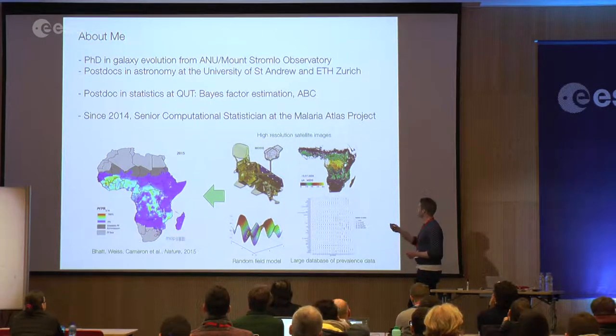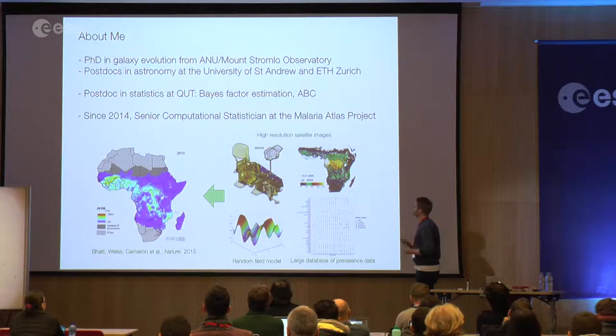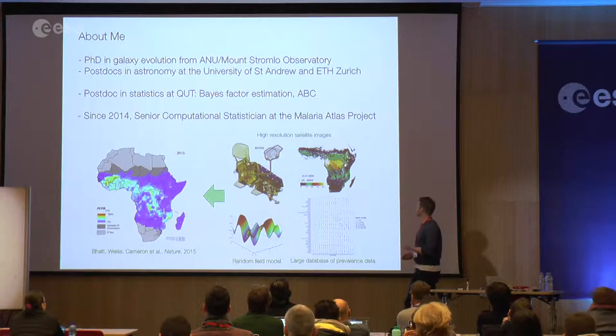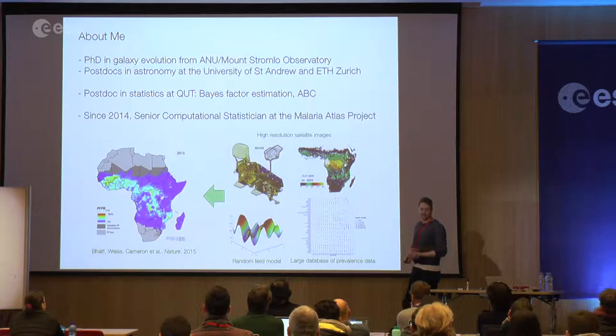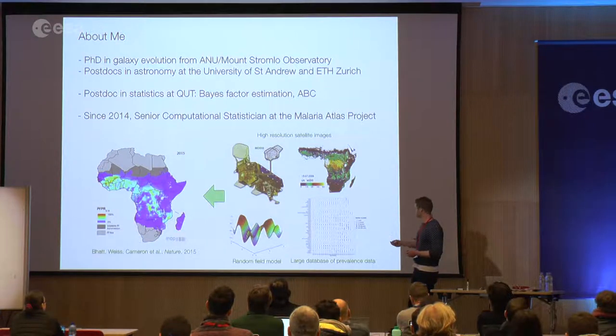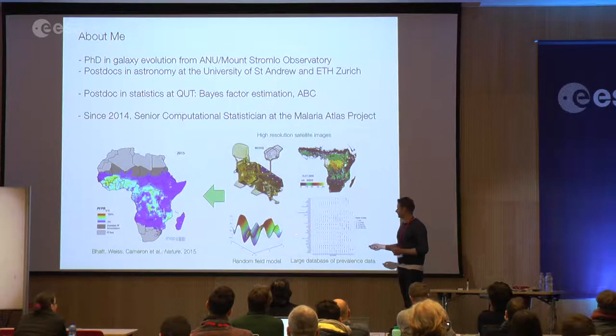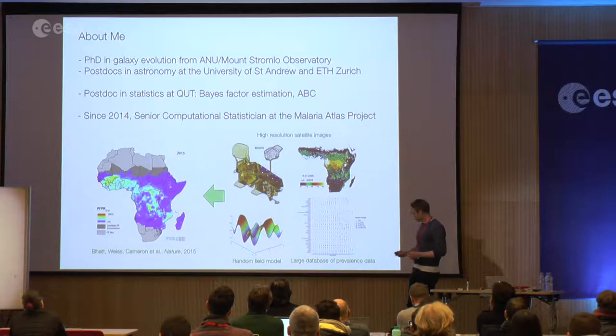And we add to that some covariates, which help us to predict in between samples based on the outputs or the products from high resolution satellite imaging. So things like maps of temperature or proxies for land surface temperature, for the greenness of vegetation, or for estimates of the amount of standing water in a given area. So our models basically combine these two ingredients, the satellite images and the data, with a random field model, and we produce these kind of maps.